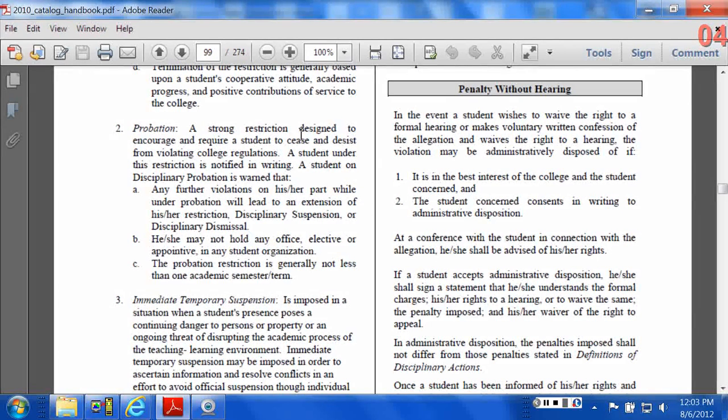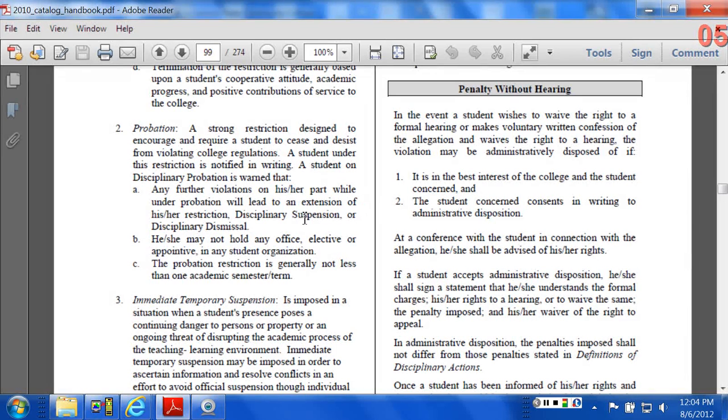At a conference with the student in connection with the allegation, the student shall be advised of his or her rights. If the student accepts the administrative disposition or finding, the student shall sign a statement that he or she understands the formal charges, that his or her right to a hearing has been waived, that a penalty is imposed, and that the waiver of the right to appeal is also acknowledged. That is, the student will acknowledge that they choose not to appeal.